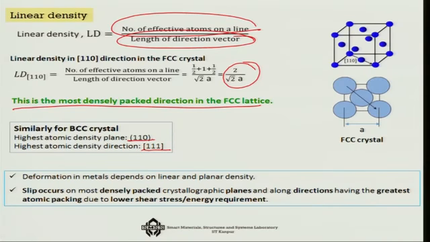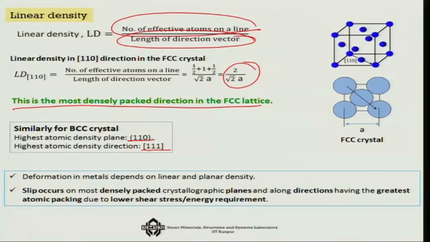Now, why is this important? Because deformation in metals depends on this linear and planar density. It is like this: if you have more atoms in a particular plane, then it will be much easier to push a dislocation over that plane in comparison to any other planes. That is why most of the time the dislocations travel over the highest density plane.